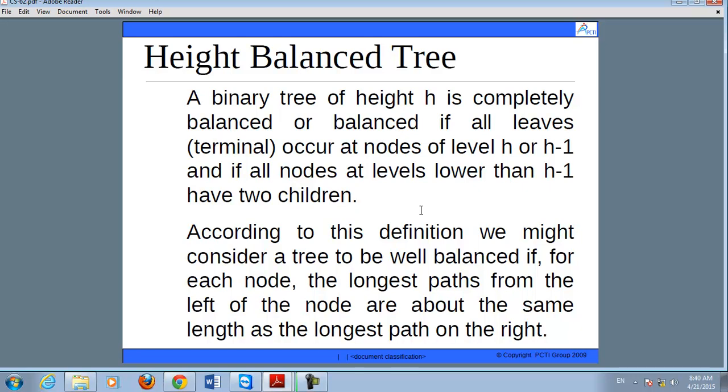Now, if you want to check whether a binary tree of height h is completely balanced or not, you can check by a particular condition: all the leaves occur at level h, or all the leaf nodes are at level h or h-1, and all the nodes at levels lower than h-1 have 2 children. Then the tree is a height balanced tree.